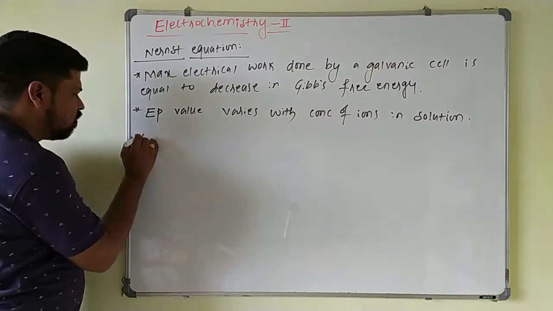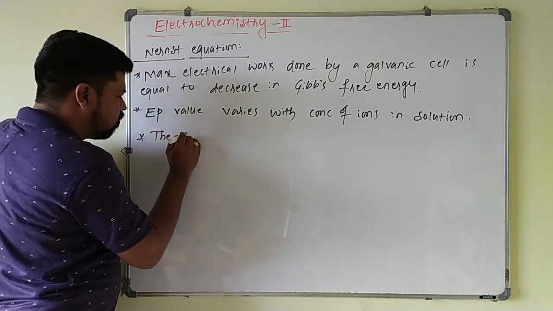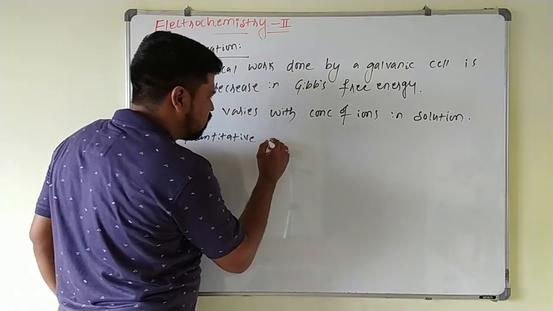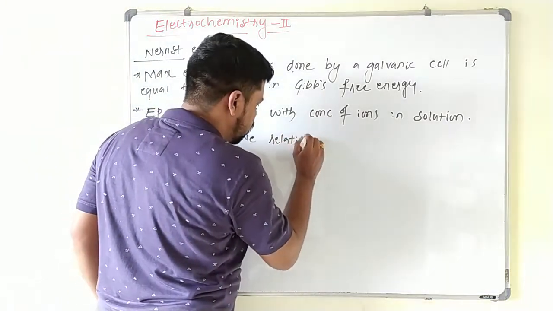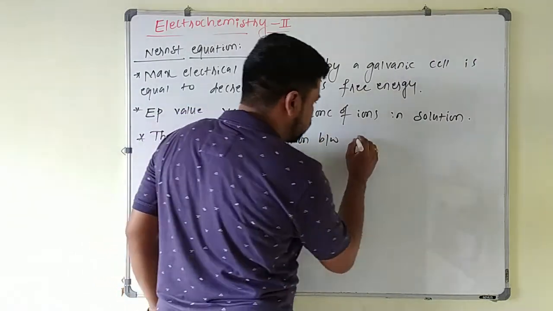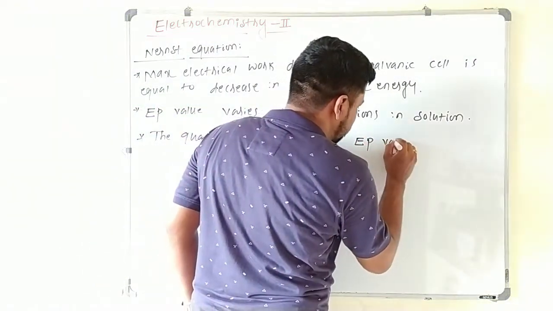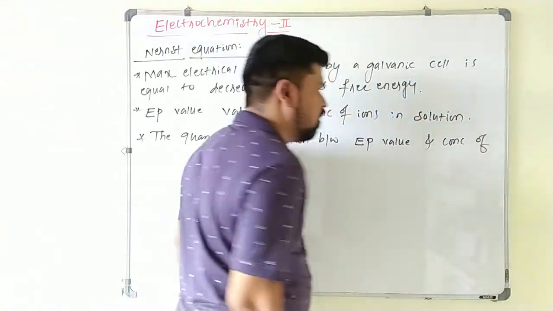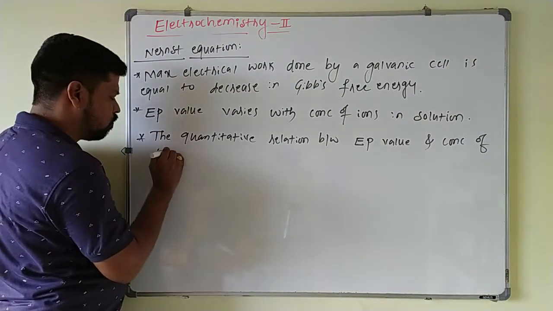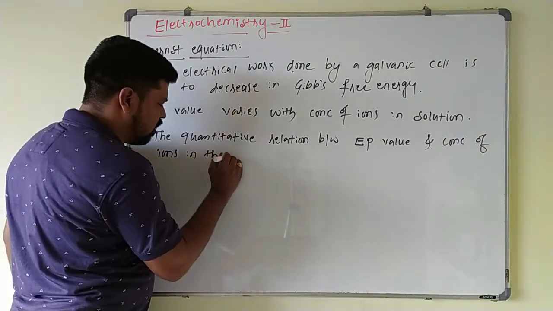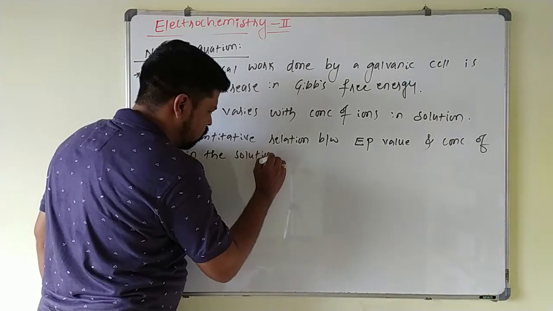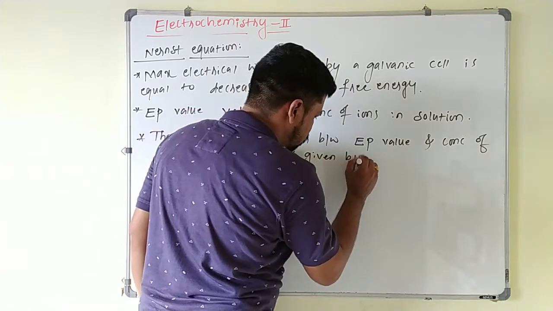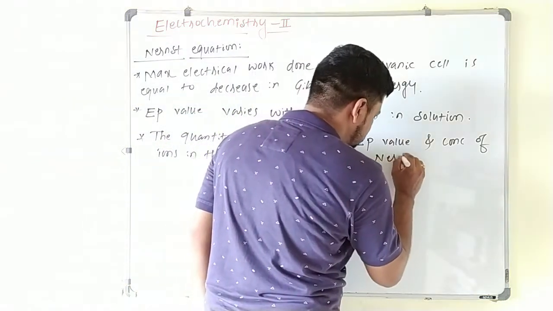Second point, now the quantitative relation between electrode potential value and concentration of ions in the solution is given by Nernst equation.